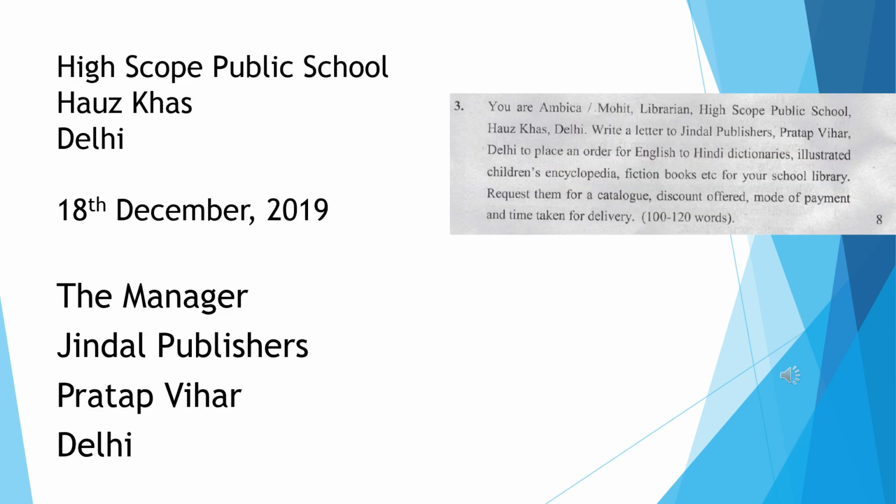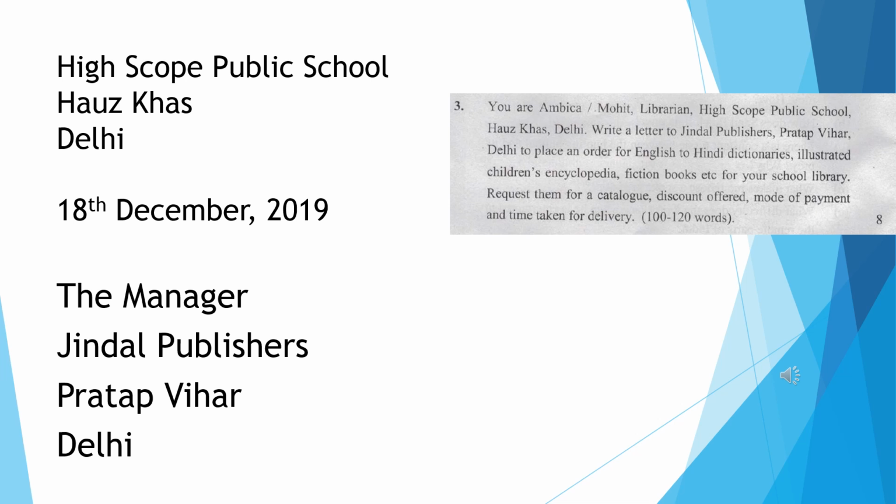Now let's see a model answer. When you start writing a formal letter, you should start with the sender's address. Remember, you should not be putting the sender's name there, only the sender's address, with the exception of the name. So you get it from the question paper. Here you can see the question. You are Ambika Mohit of High School Public School. So High School Public School, Race Course, Delhi.